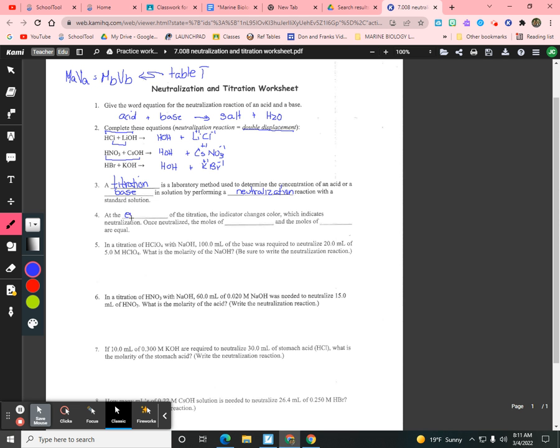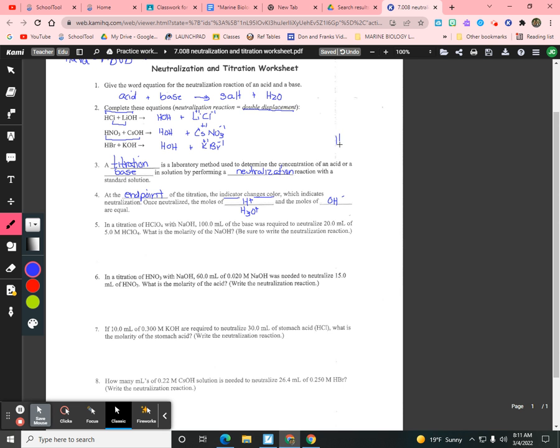At the end point of the titration, an indicator changes color. Once neutralized, the moles of H+, which is the same as saying H3O+, and the moles of OH- are going to be equal to each other. If you have equal numbers of H+ and OH-, you will essentially have water, which is neutral.